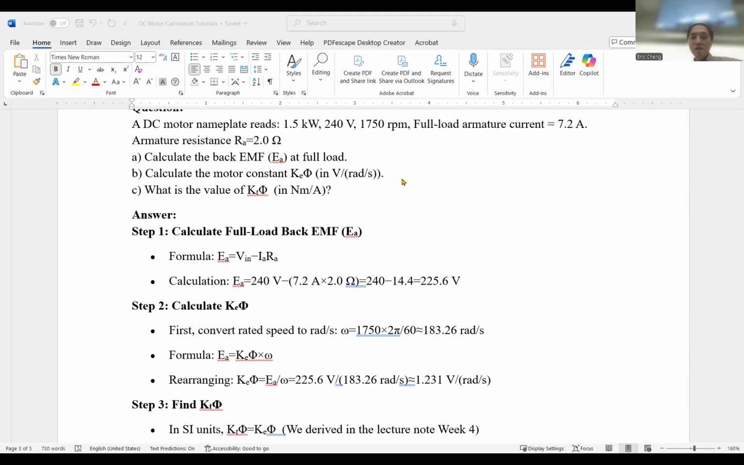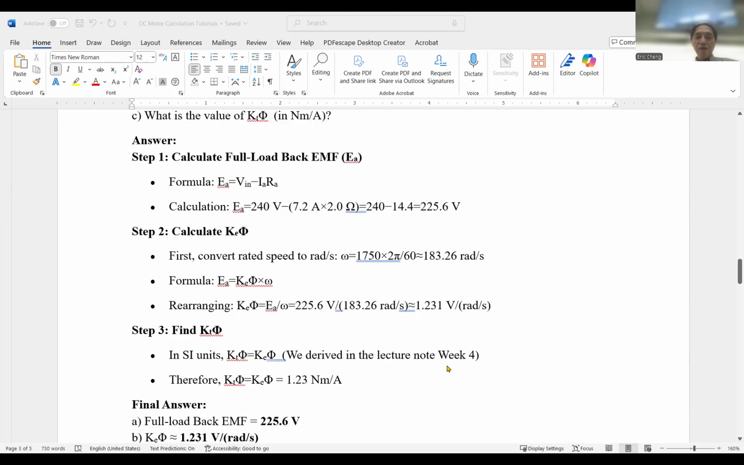The nameplate will give you the rated speed, the rated voltage, and the rated current, and then you can work out the torque constant or the back EMF constant. So that's the way you can use the nameplate to estimate the motor constant.